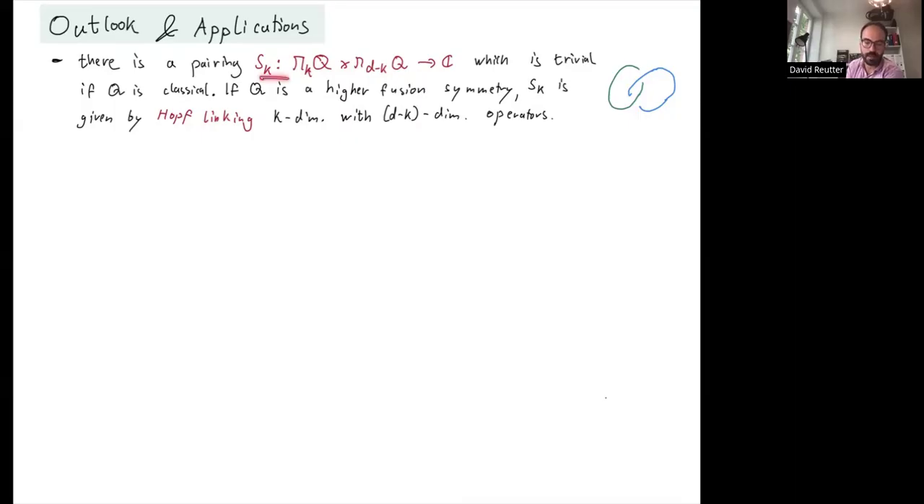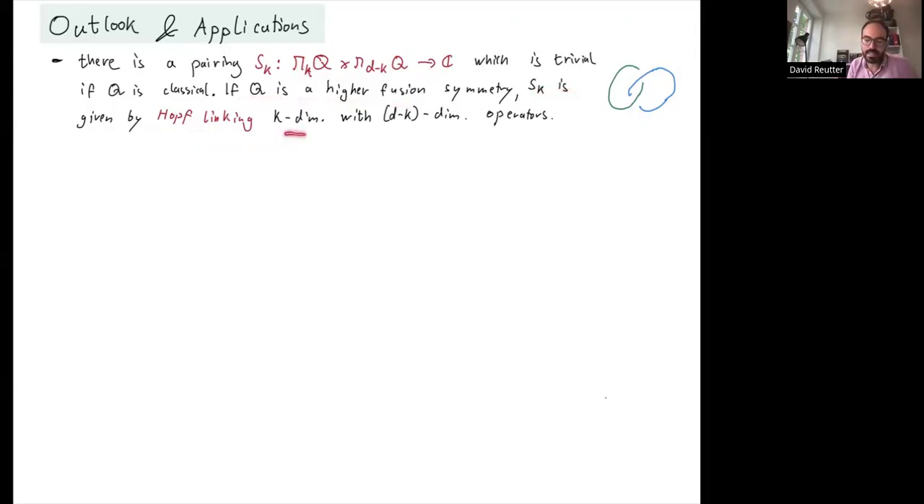For example, in this generality, there's a pairing between pi k of Q and pi d minus k of Q. And this pairing is trivial if Q comes from a classical space. But if Q comes from a higher fusion category, for example, or some more interesting examples, it's very much non-trivial. So you see that there are lots of examples which do not arise from topological spaces. And for example, if Q is a higher fusion symmetry, then S_k is precisely the S matrix.